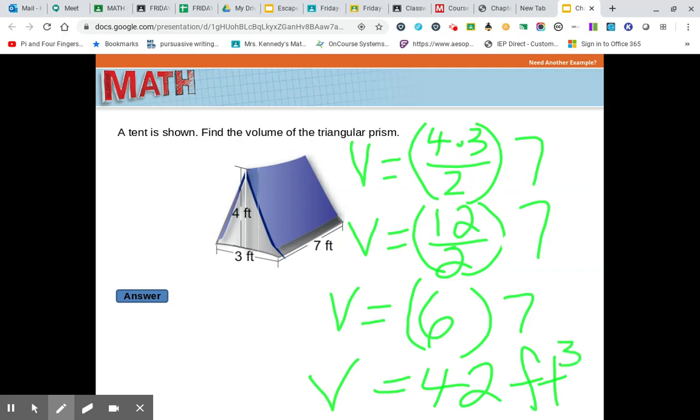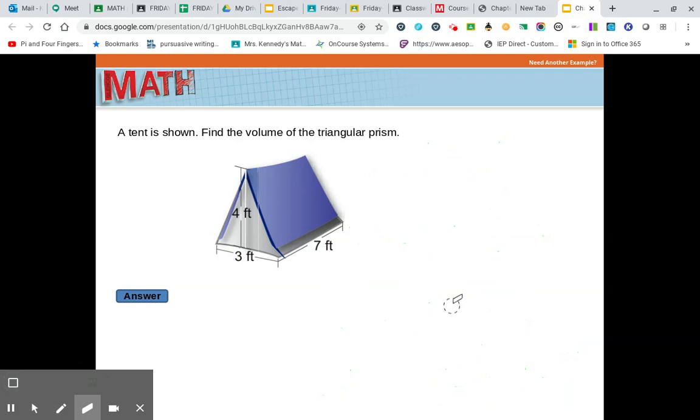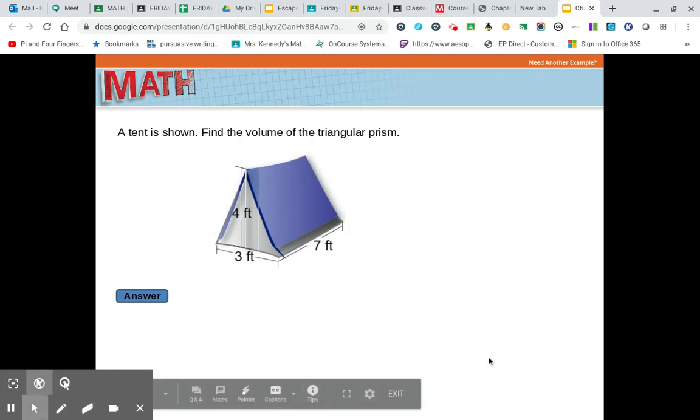Oh, Lordy be. There you have it, folks. I'm getting used to talking to myself so much. I'm going mad. Just kidding. There you go, 42 cubic feet.